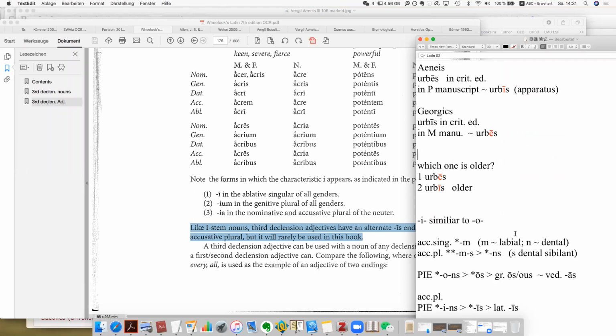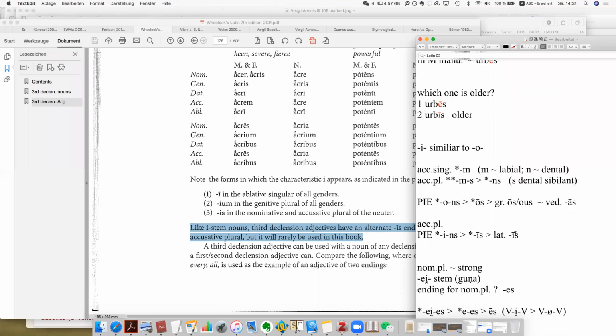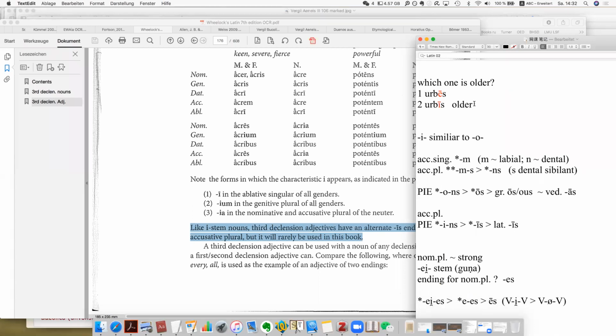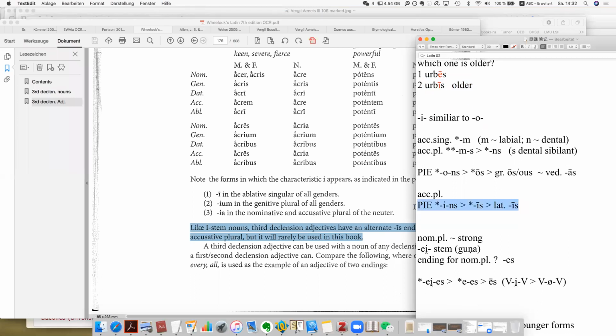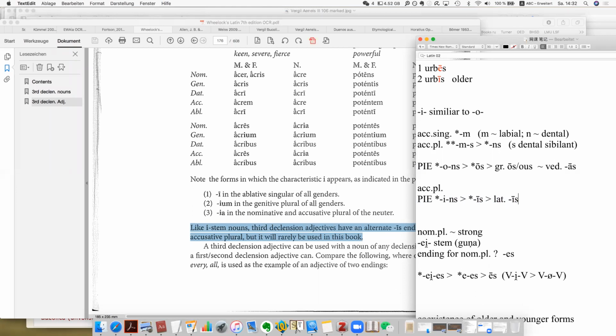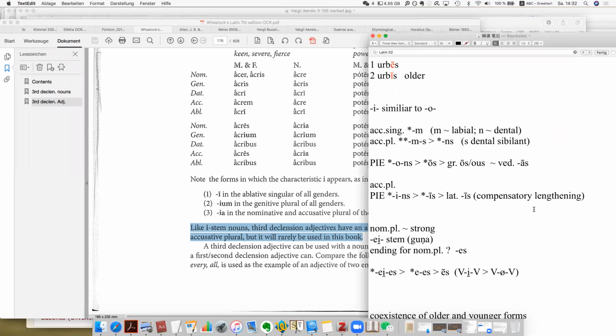And then we talk about the historical background, the origin. And we know that "is" is actually the older form because "is" goes back to "ens," and "ens" turns to "is." This is a compensatory lengthening. For someone who is not familiar, compensatory lengthening, right? So this is compensatory lengthening. Okay. And we have the similar form in Greek, also in Vedic.